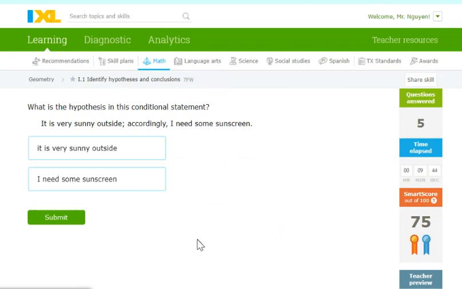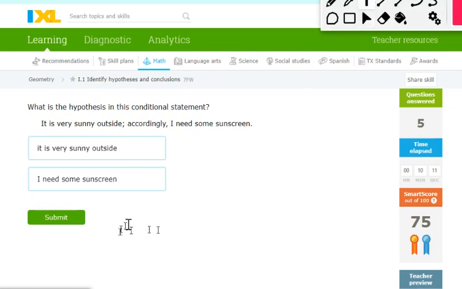So if we look back over here, it says it is very sunny outside. Accordingly, I need some sunscreen. Okay, so because it is sunny, then you need sunscreen, right? So you can say that if it is sunny outside, then I need some sunscreen, right? So the fact that it is sunny outside causes you to need sunscreen, right? So if we're looking at hypothesis, then we can turn this into an if-then statement. I'm going to type it out so that you can see the if and the then, right? I'm going to say if it is very sunny outside, then I need some sunscreen.